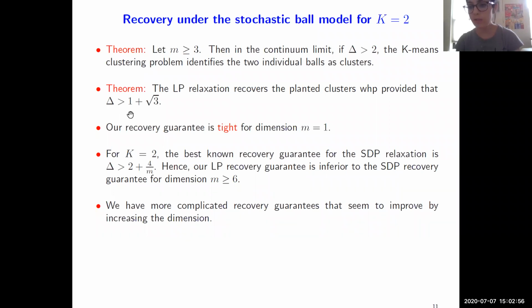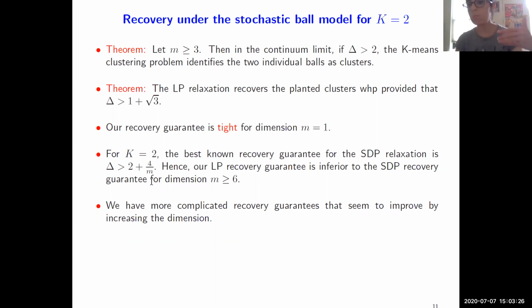One thing that we don't like here is obviously that our recovery result is not improving with the dimension. We have more sophisticated deterministic recovery guarantees that we are not able to analytically solve under the stochastic ball model. However, we are able to show by simulation that they improve with dimension. Therefore, this lack of dependence on the dimension is not a limitation of the LP. This is just a limitation of the deterministic guarantee that we analyzed.